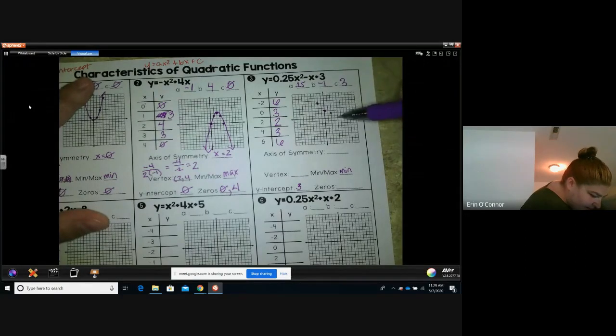4, 3, and 6, 6. And as you can see, this graph is wider than our last ones.